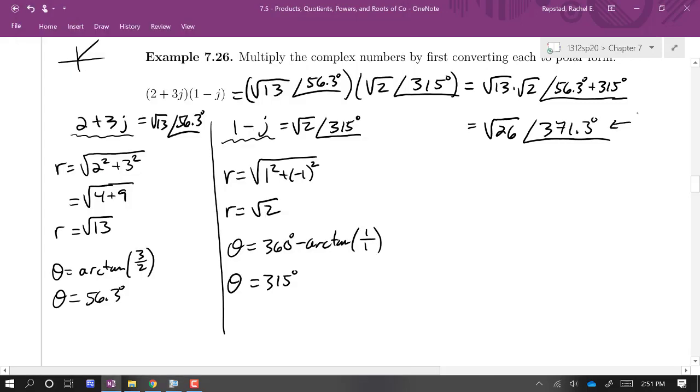Too big. That angle is too big. It's outside the range of 0 to 360. So we're going to subtract 360. We're subtracting 360 because we're just sort of going back one full revolution. We'll end up in the same location in the plane, which is why we're allowed to do this without changing the value of the number. So if I subtract 360, that's 11.3 degrees.